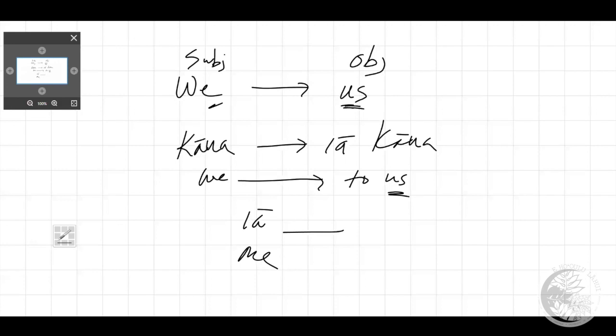Okay? So remember, the main idea is that whenever you use a Papani in the object position specifically, or in a position when it's an object, we always mark it with words like ia or me and others. Yeah, it's always marked. Okay?